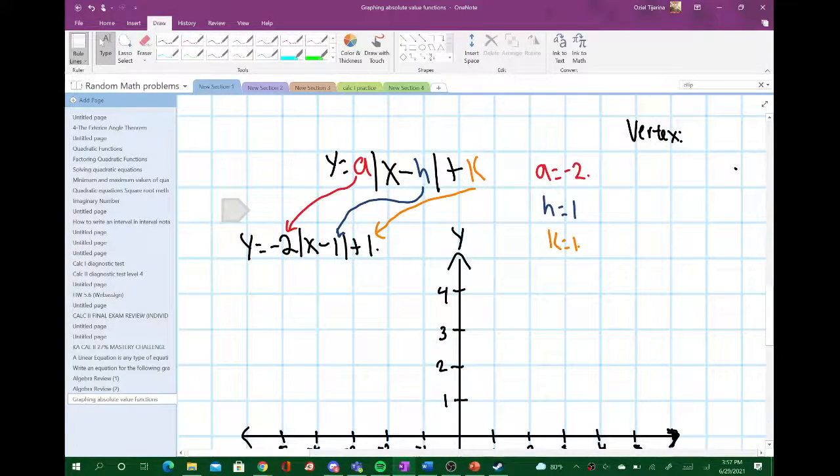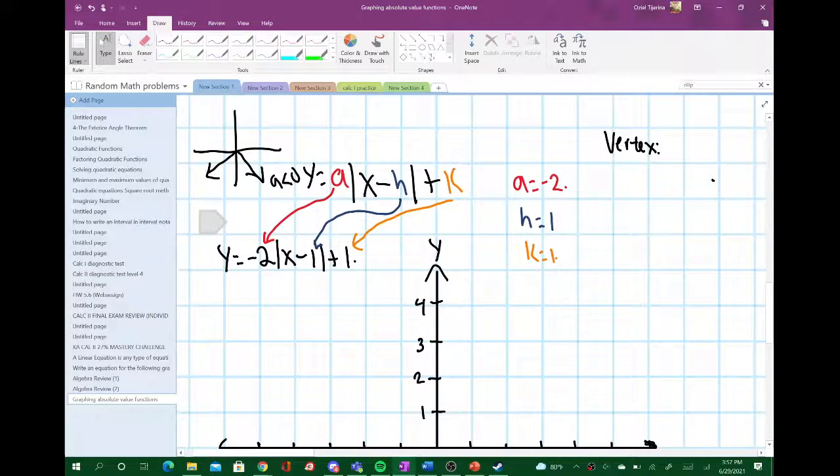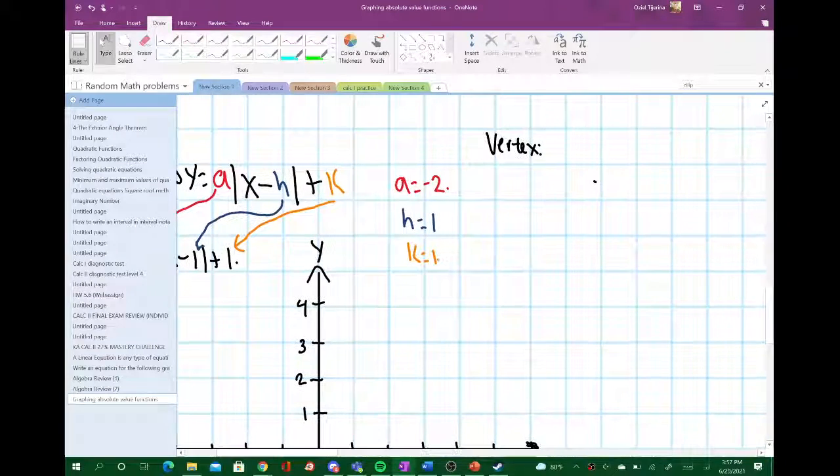And also notice that a is less than 0. So in reality, we're going to have a graph that is pointing downwards because a is less than 0, right? So we already know that it's going to be pointing downwards. So the vertex is going to be (h, k).